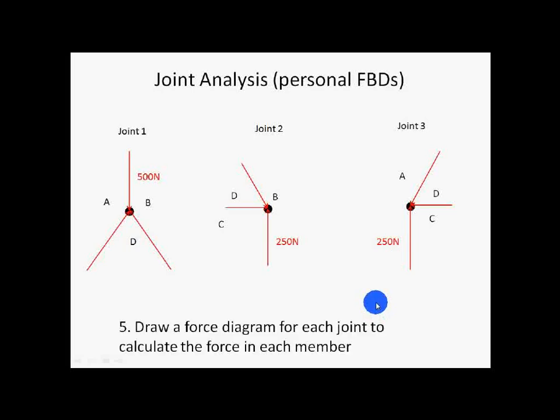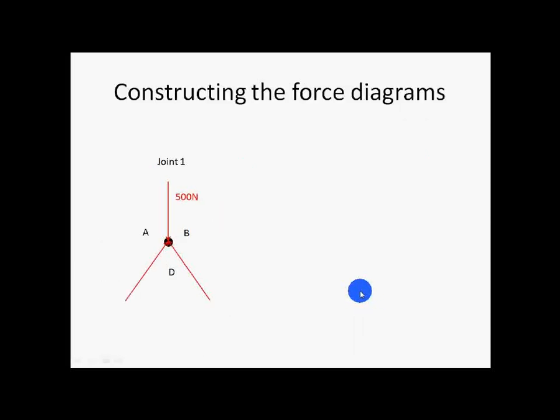Now we have to draw a force diagram for each joint to calculate the force in each member. This can be a little bit confusing. So how we do this is, we first draw the force of everything we know. This one goes here, and that'll be AB in there. Then we draw the next one, doesn't matter which, BD, then AD.